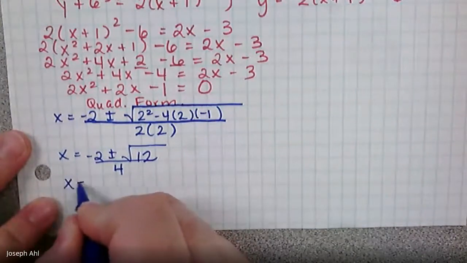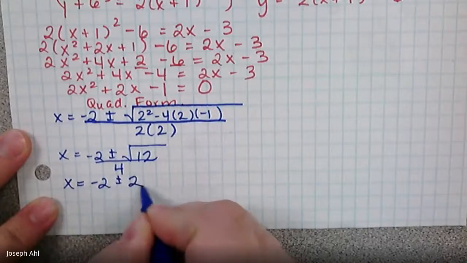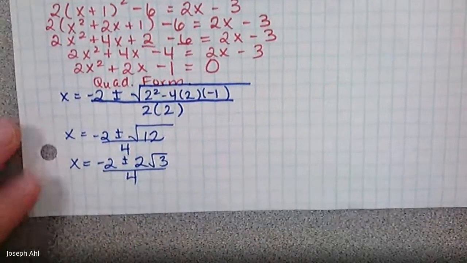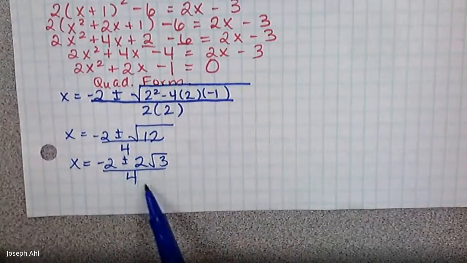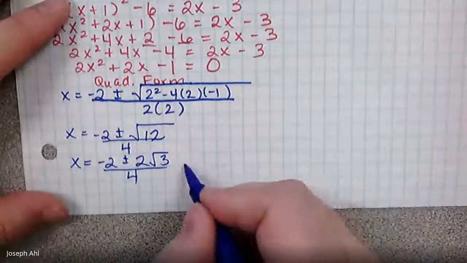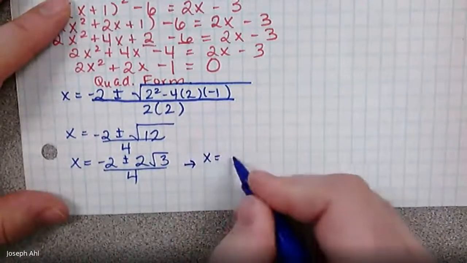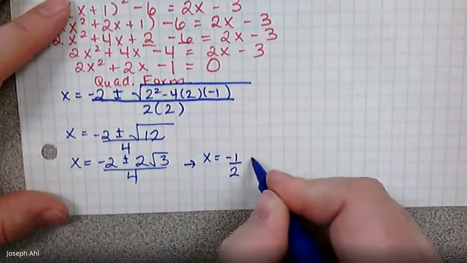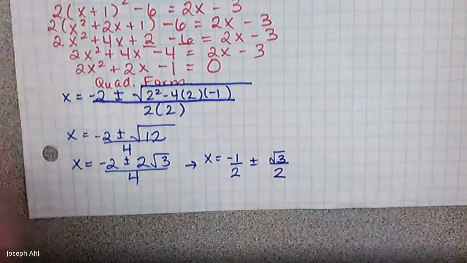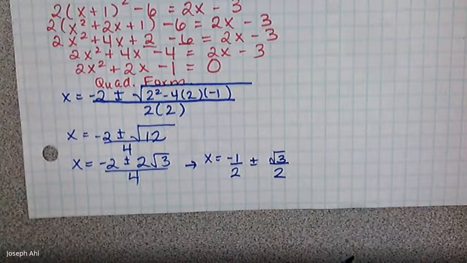Square root of 12 can be simplified. It's the same thing as 2 radical 3 all over 4. And in the last step, you can reduce these coefficients a little bit further, can't you? -2/4. So your solutions should be x equals -1/2 plus or minus 1/2 radical 3. Or if you want to write that as radical 3 over 2, that would be fine as well.